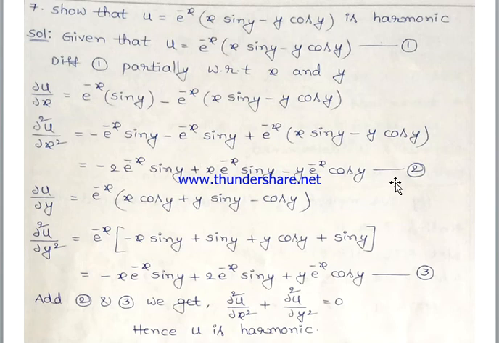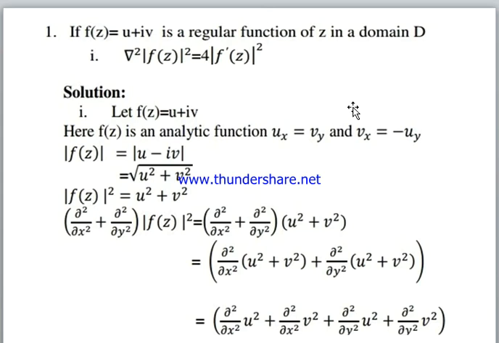After that, add equations 2 and 3, we get ∂²u/∂x² + ∂²u/∂y² equal to 0. Because if you go to the RHS part, here plus x e^(-x) sin y, here minus x e^(-x) sin y, both are cancelled. And minus 2e^(-x) sin y, here plus 2e^(-x) sin y, both are cancelled. And going to the last term, minus y e^(-x) cos y, here it is plus, so all the terms are cancelled in the RHS, so it is equal to 0. u is harmonic.